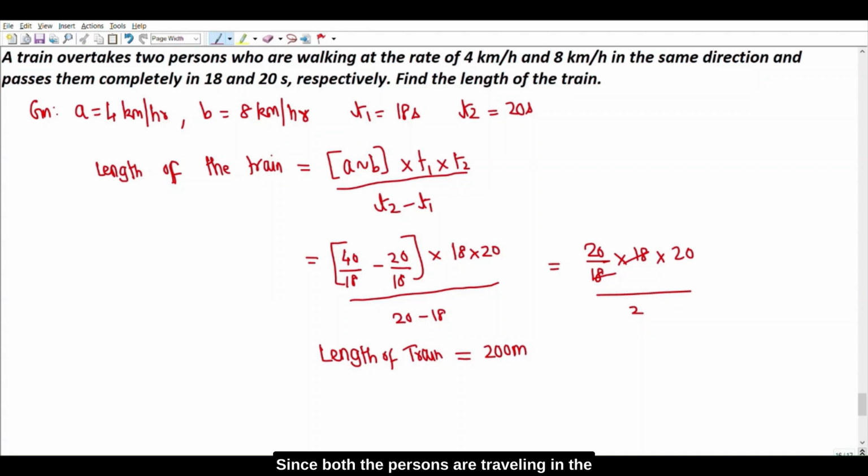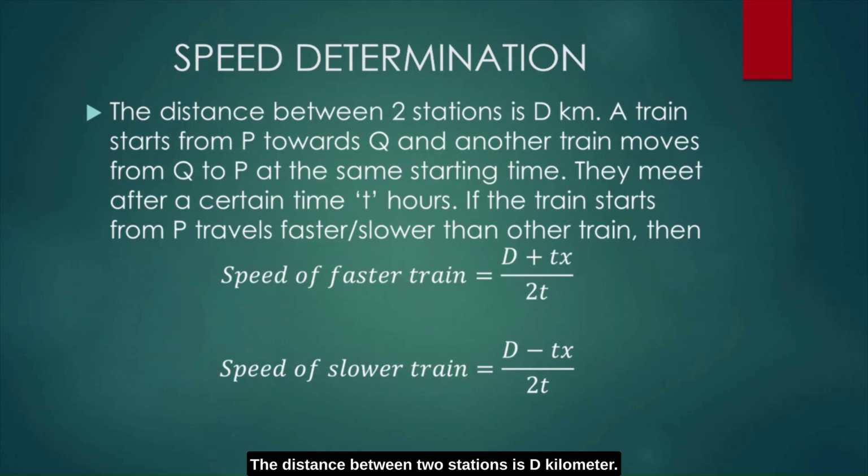Since both the persons are traveling in the same direction, the relative speed will decrease, and hence we have given the difference symbol. The distance between two stations is d kilometers. A train starts from P towards Q and another train moves from Q towards P at the same starting time. They meet after a certain time of T hours.